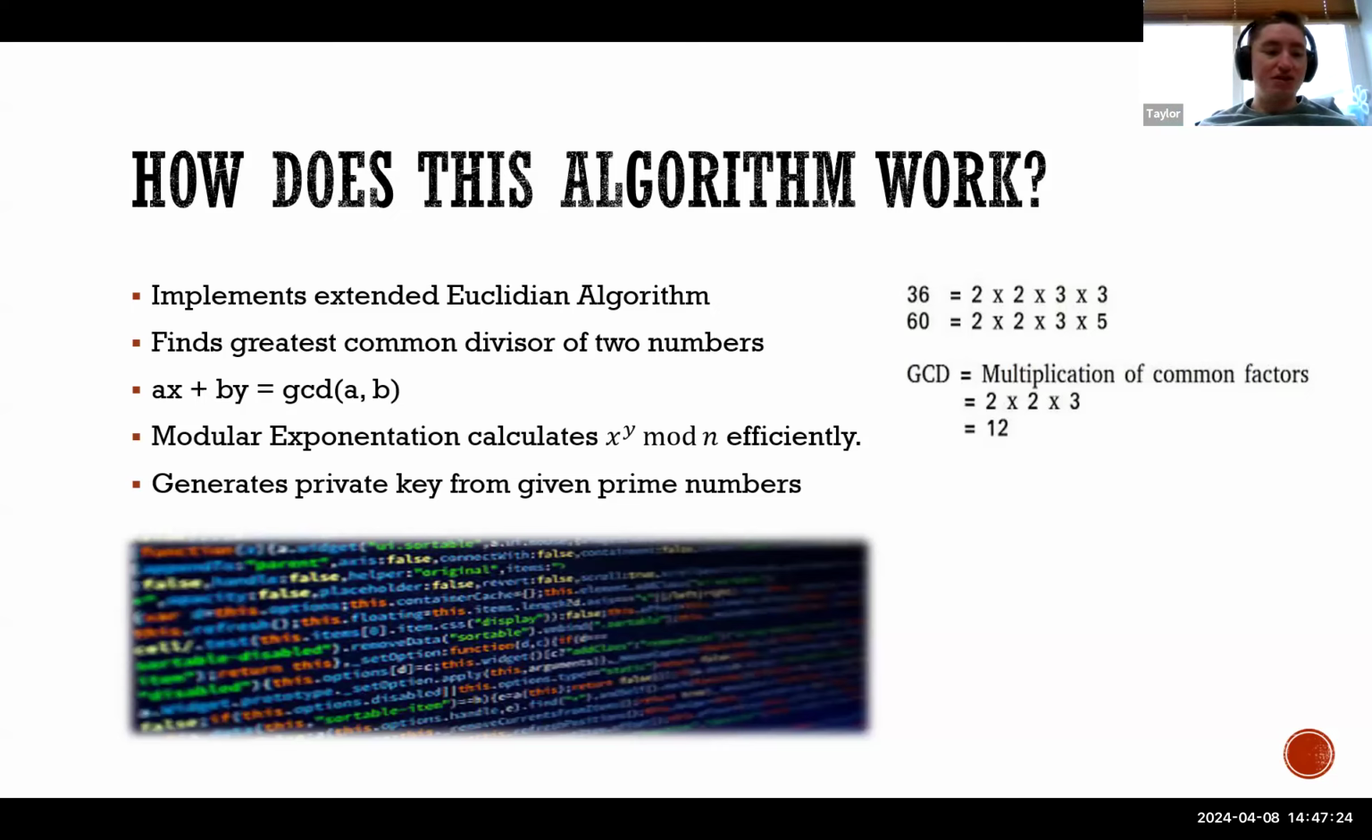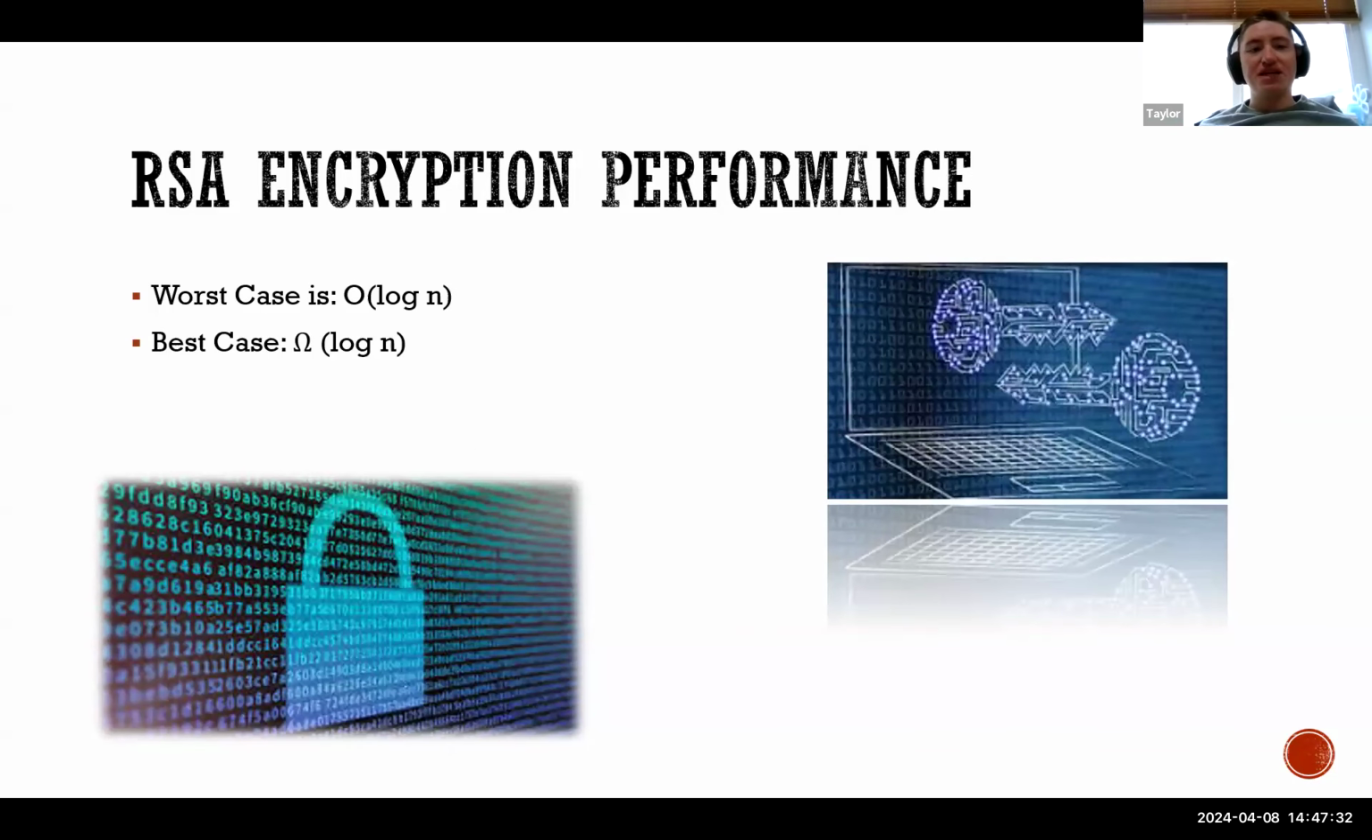So let's go over the worst case and the best case scenario. The worst case is O(log n), and the best case is Omega(log n). The biggest question that I had when I first saw this, and we did go over this in our class as well, is why are they the same?